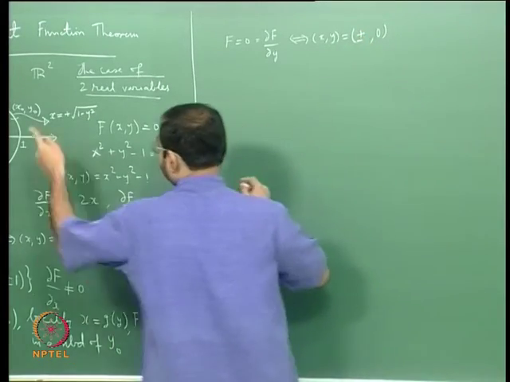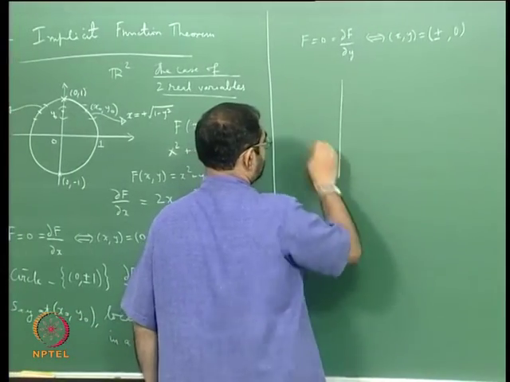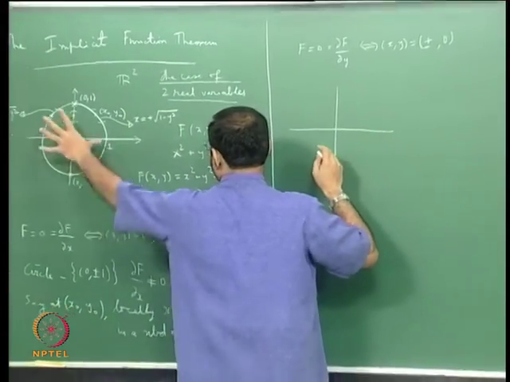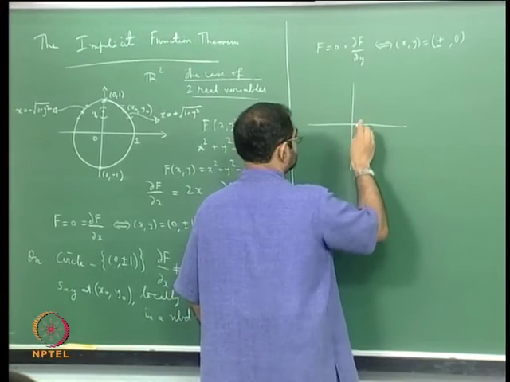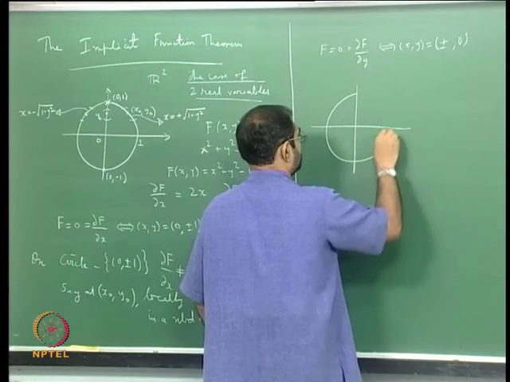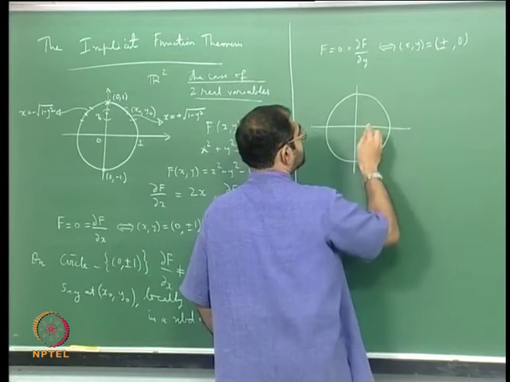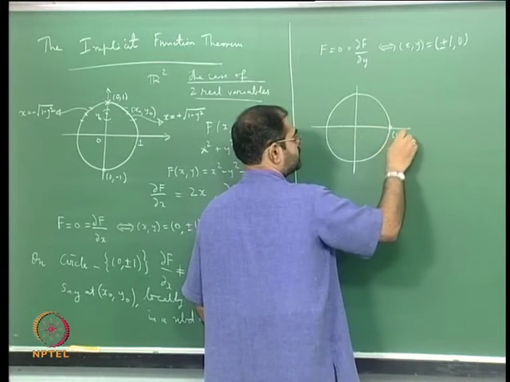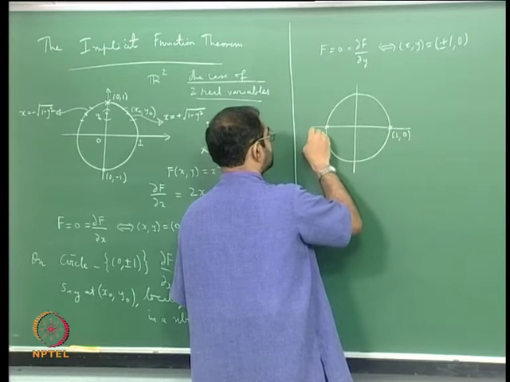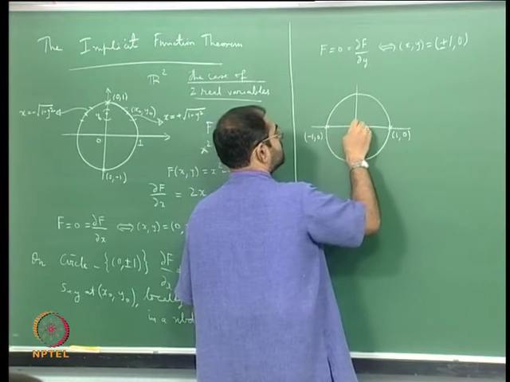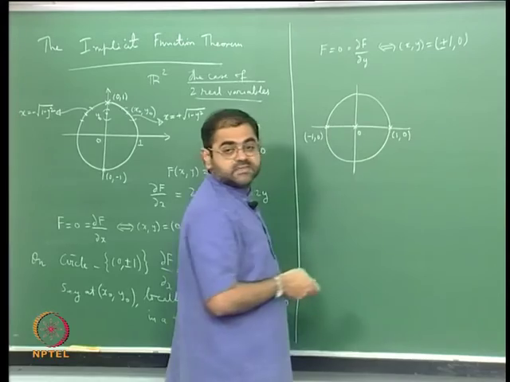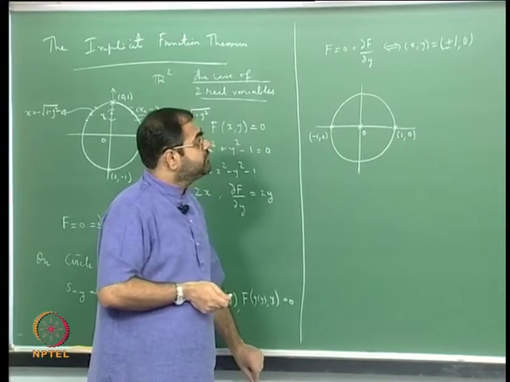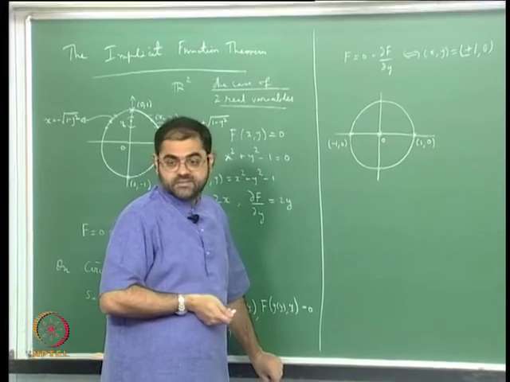So let me draw another diagram instead of cramming that diagram with too many more things. So here I will get these two points, 1 comma 0 and minus 1 comma 0. And these are the points where the first partial derivative with respect to the variable y doesn't vanish.